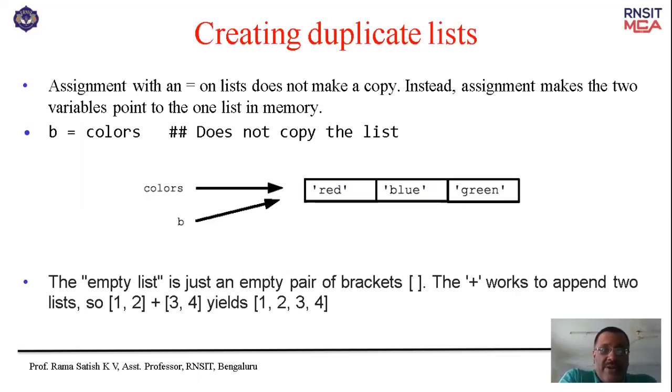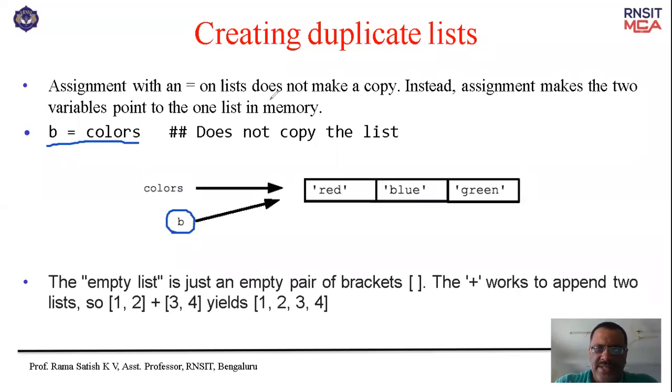So, when the assignment operator equal to is used on lists, in fact, it is not going to create a copy. It does not make a copy. It will just create a reference. So, if you write B is equal to colors, B is a reference. It's another variable that refers to the same colors.